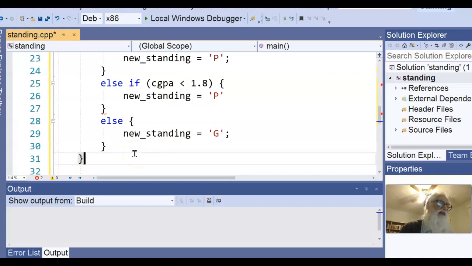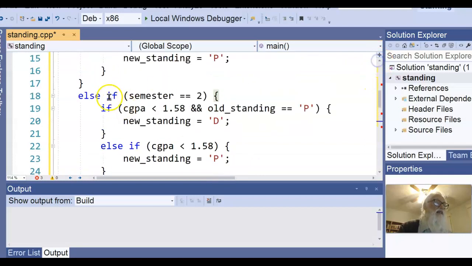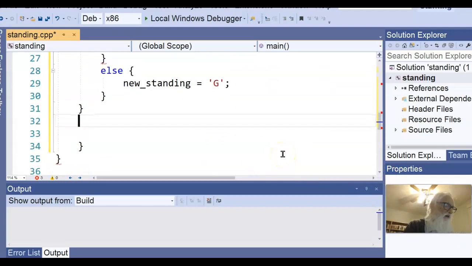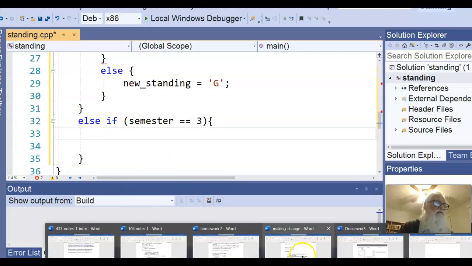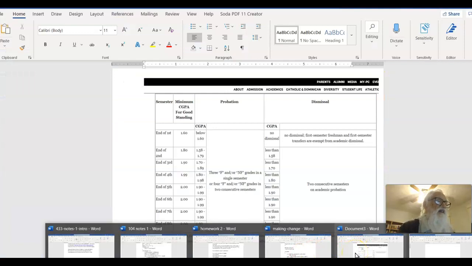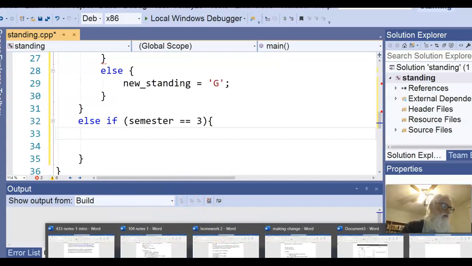So I'm ending the section that was under the semester equals 2. Now I'm ready for else if the semester equals 3. It's going to be very similar, I think. Let's see what it's going to do. Let's see if we can figure this out. Semester equals 3. Back to the rules. The rules say that we're looking at 1.7 for dismissal now. So we're going to do exactly the same thing we did before.